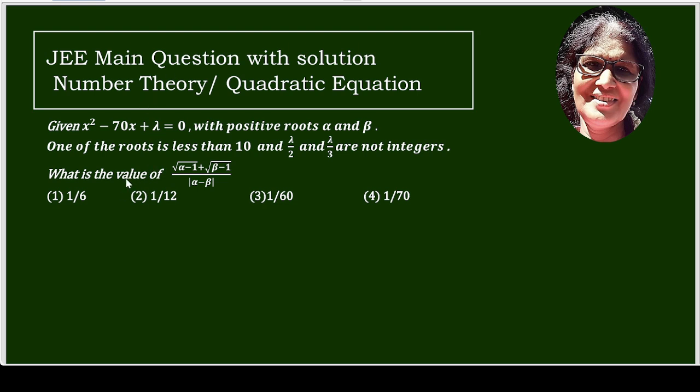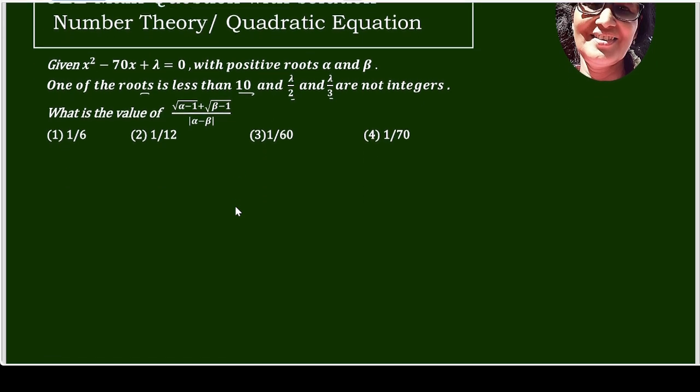Today we will solve a JEE main question. Given x square minus 70x plus lambda equals 0 with positive roots alpha and beta, one of the roots is less than 10 and lambda by 2, lambda by 3 are not integers. What is the value of square root of alpha minus 1 plus square root of beta minus 1 over modulus alpha minus beta? The answers are 1 over 6, 1 over 12, 1 over 60 and 1 over 70.